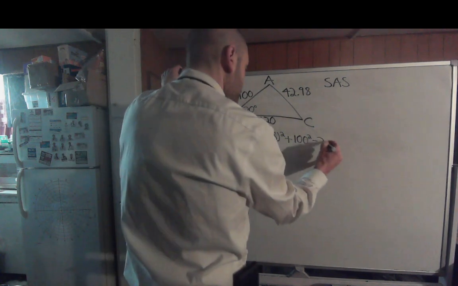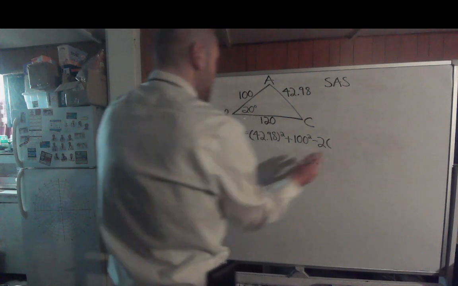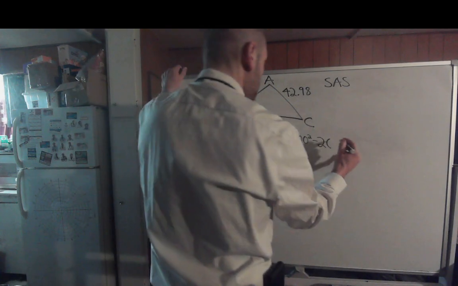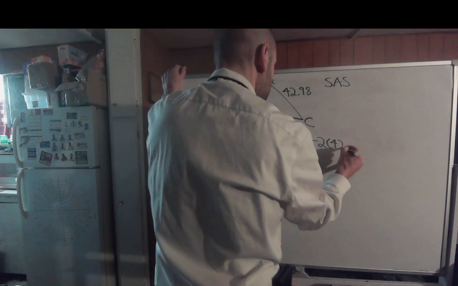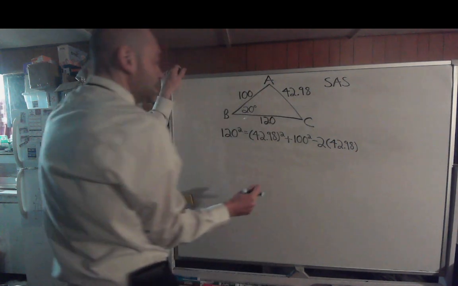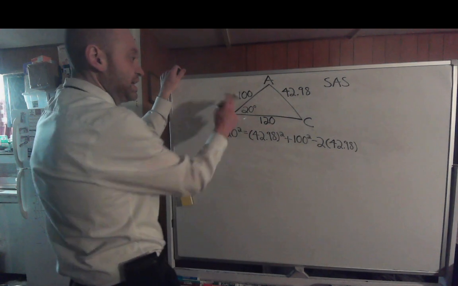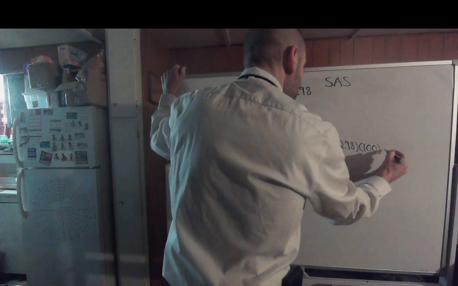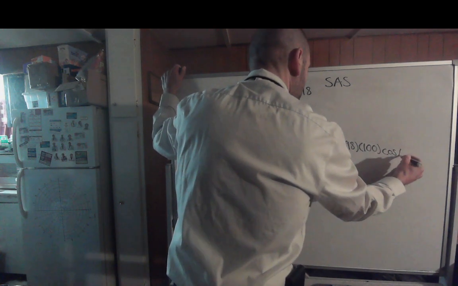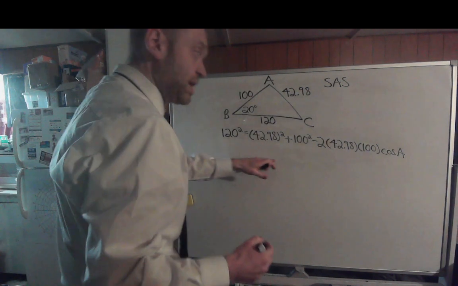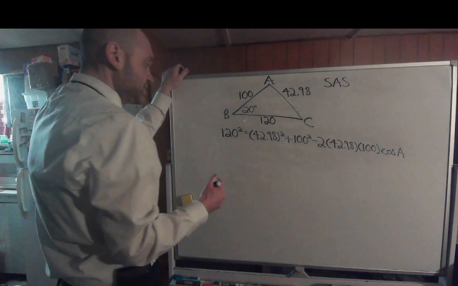minus 2 times our B of 42.98 times our C of 100 times the cosine of angle A. So you see, in the end, you're going to end up actually having an inverse cosine.